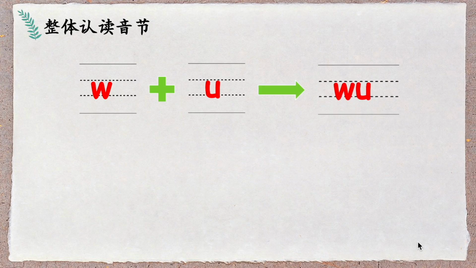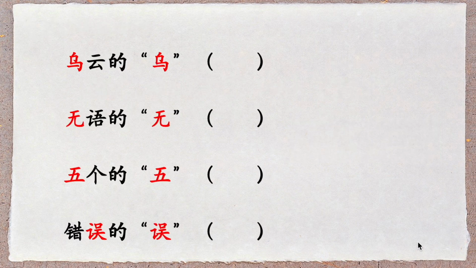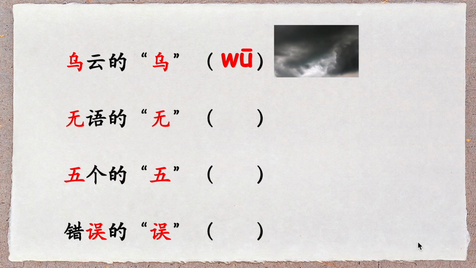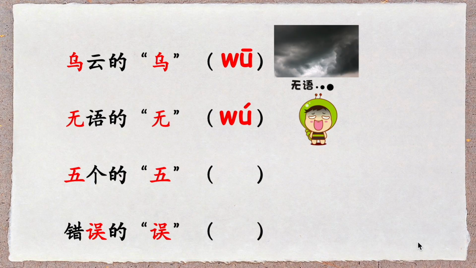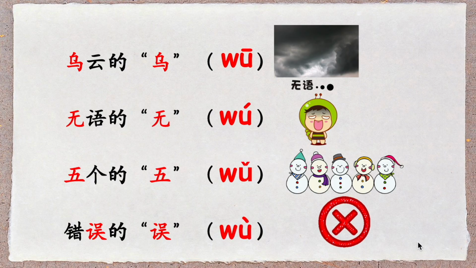Okay, next one. Initial U plus final U, we just read it as U. Whole syllable 拼音. Here are also some examples. The first one. U as in 乌云 means dark cloud. 无 as in 无语 means speechless. 五 as in 5个 5. 误 as in 错误 mistake.